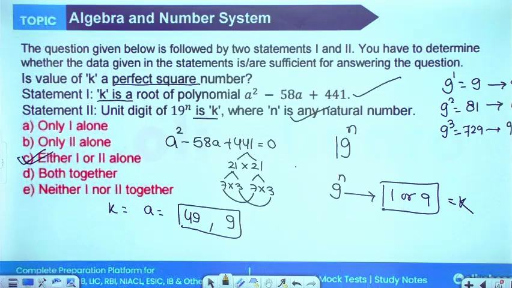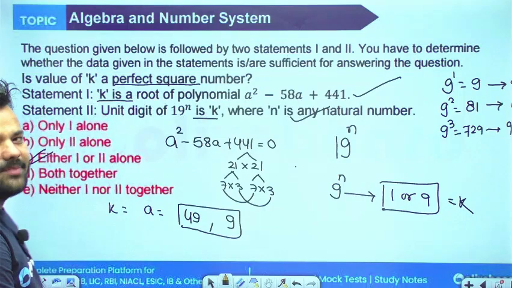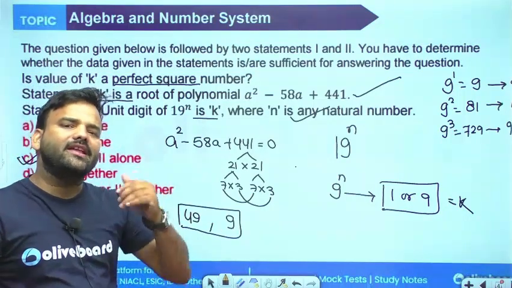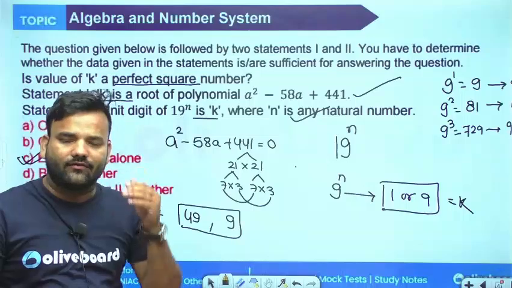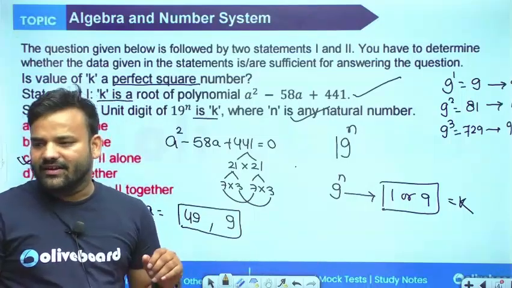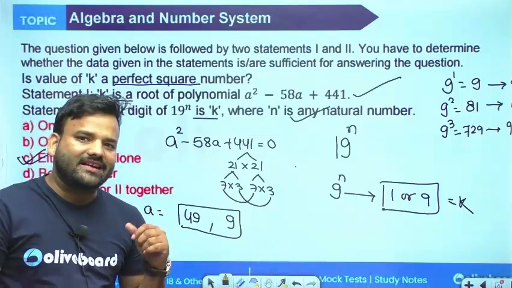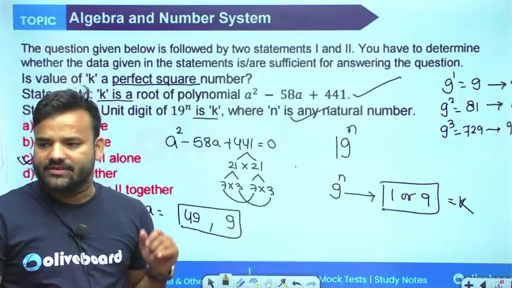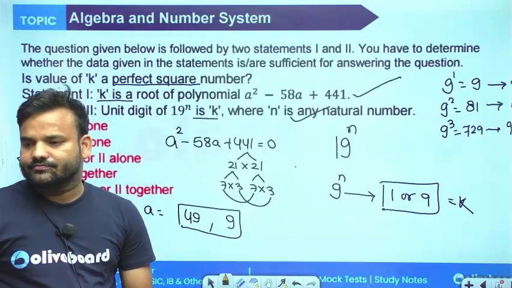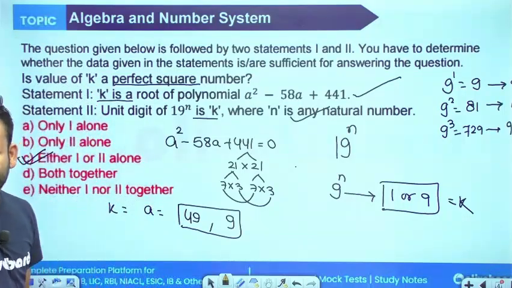No, Lakshmi Prasanna, unit place of 9 can't end with other than 9. Any power of 9 will be either having a unit place of 1 or 9. 1, 9, 1, 9, 1, 9, 1, 9. Fine. So we have seen yesterday cyclicity of 9 and 4, all the numbers. Clear? Is it clear?